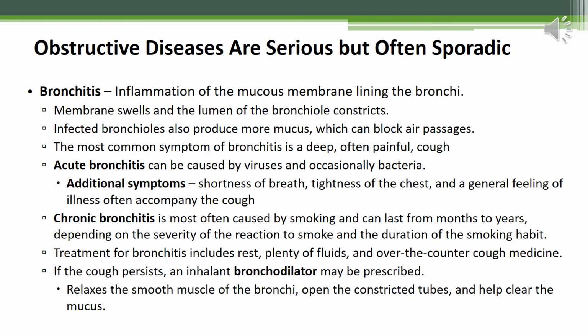Treatment for this type of bronchitis includes rest, plenty of fluids, and over-the-counter medicine, or I should say this is treatment for both kinds of bronchitis. If the cough persists, an inhalant bronchodilator may be prescribed, and this bronchodilator relaxes the smooth muscle of the bronchi, leading to the opening of the constricted tubes, which helps to clear out the mucus.